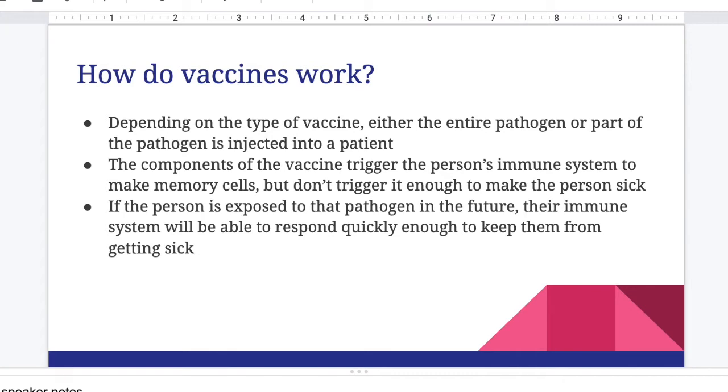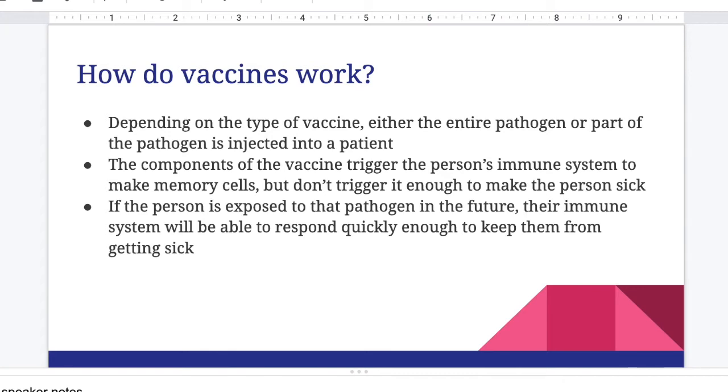What that's going to cause is that the vaccine is enough of a dose to get the person's immune system to create memory cells, but not enough to actually make them sick. You may feel symptoms after a vaccine, but that is just a sign that your immune system's working. A vaccine does not actually make you sick, because it's not giving you the pathogen in a way that it could actually hurt you or make you sick.